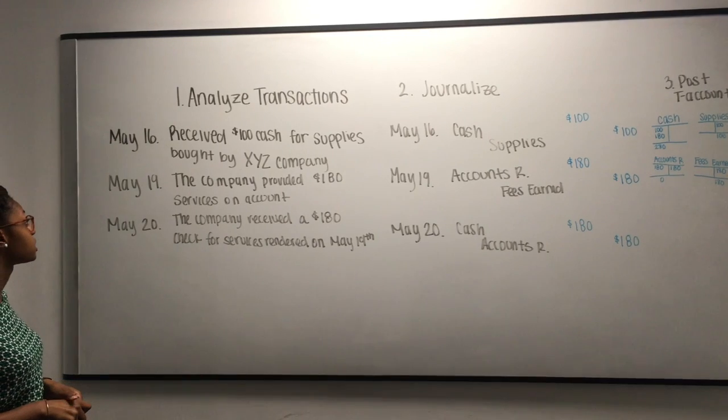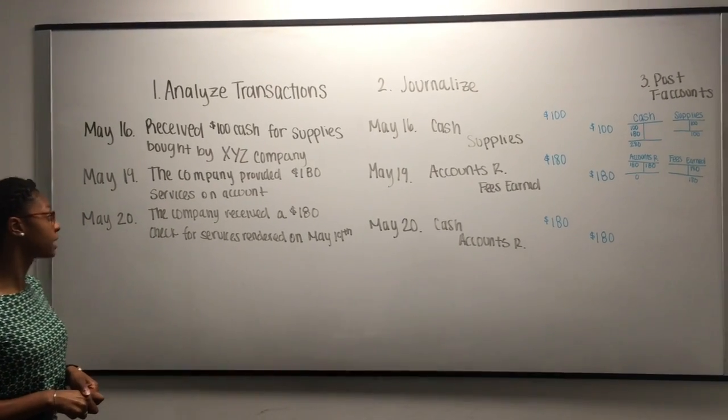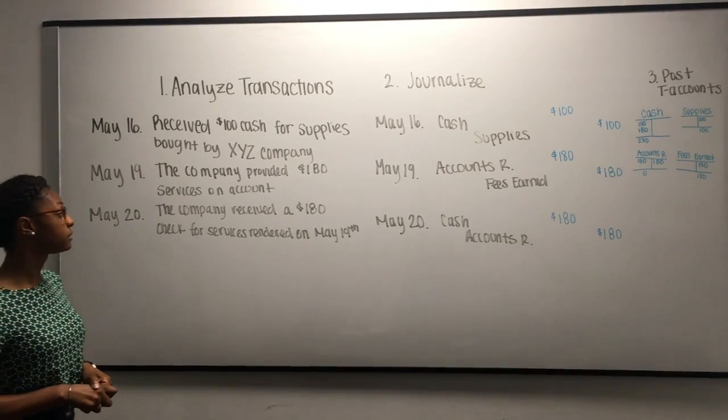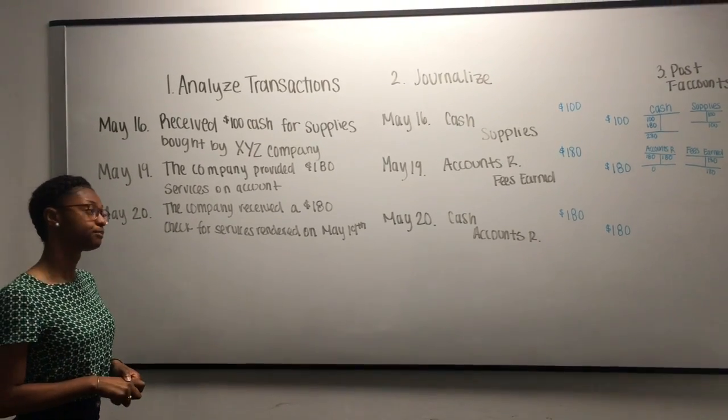Our second transaction is May 19th. The company provided $180 in services on account. And finally, our third transaction is the company received a $180 check for services rendered on May 19th.